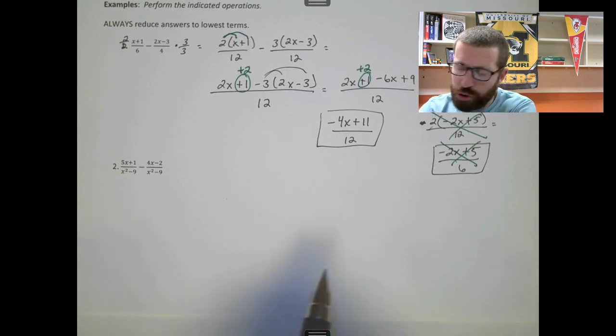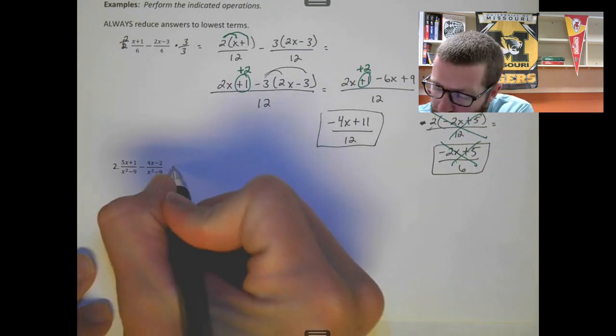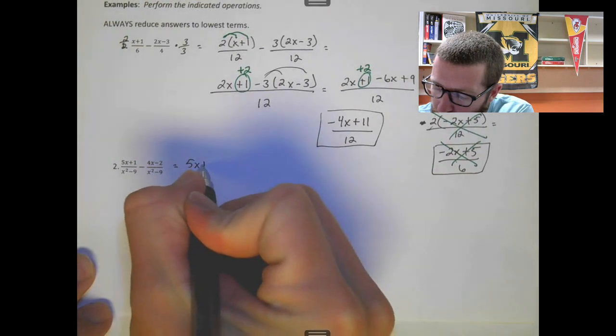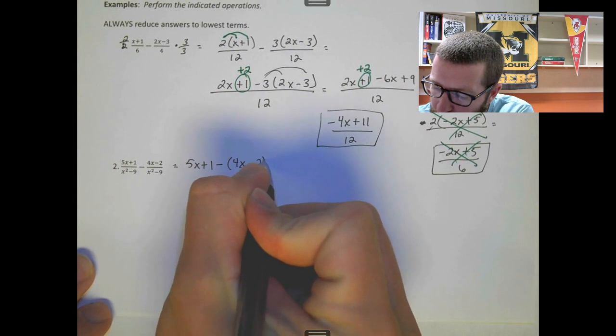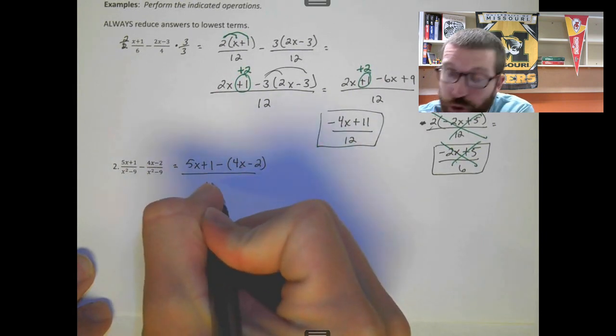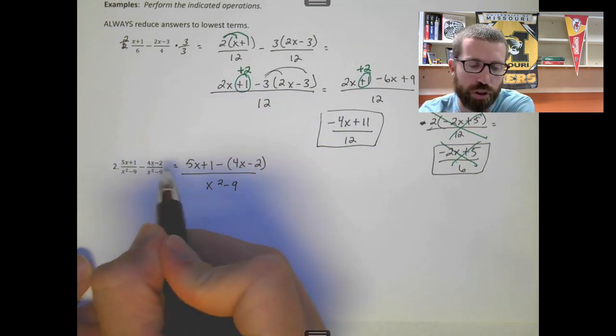Okay, number two is nice because x squared minus 9 and x squared minus 9 are the same. And so we can just add the top. So we get 5x plus 1 and then minus, and use parentheses here because you will forget to distribute. It's one of the most difficult things about these problems actually, when you're subtracting and there's more than one term on top.